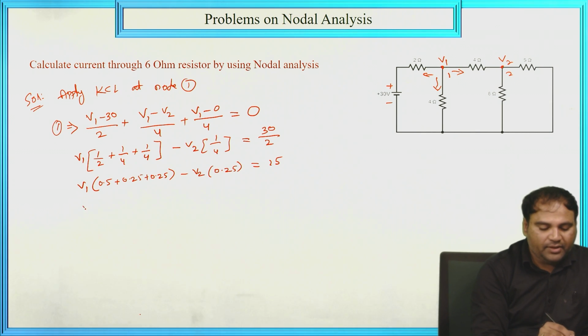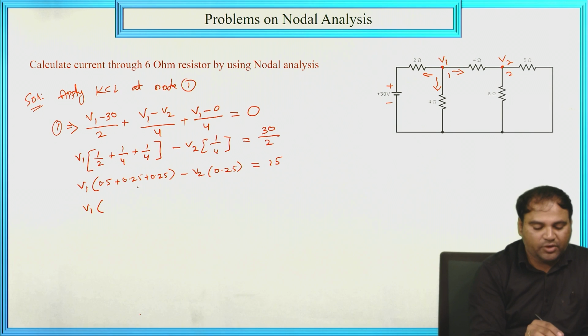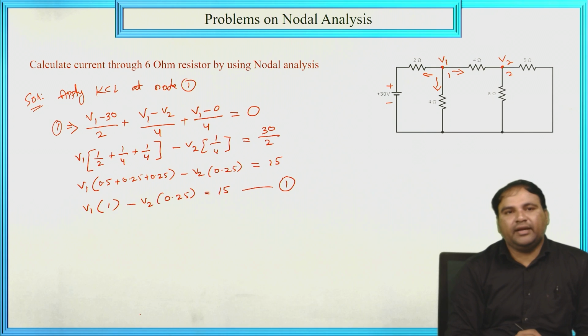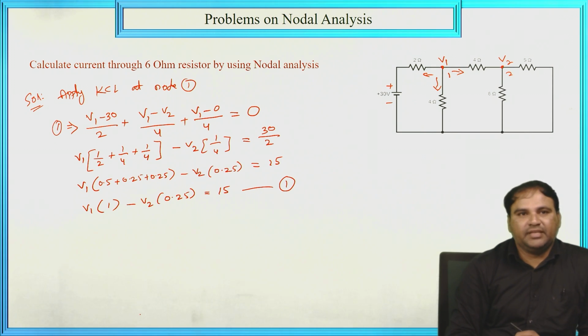Then V1 into, so 0.25 plus 0.25 means 0.5, 0.5, 1, minus V2 into 0.25, that is equal to 15. Let us take this as equation number 1. Right, here is the calculation of the first equation.